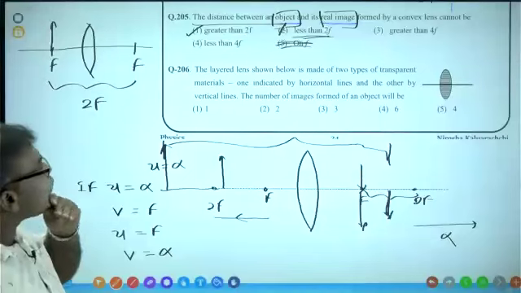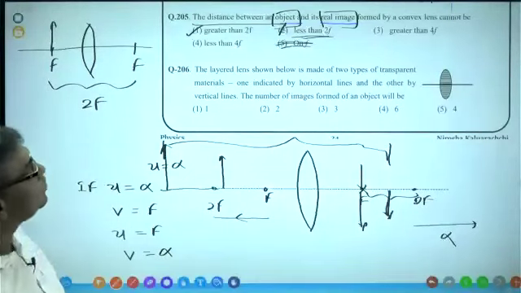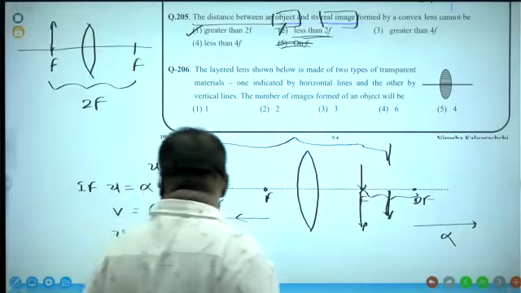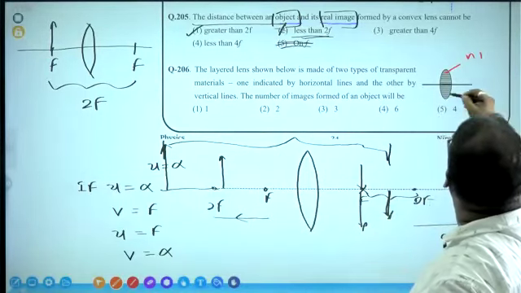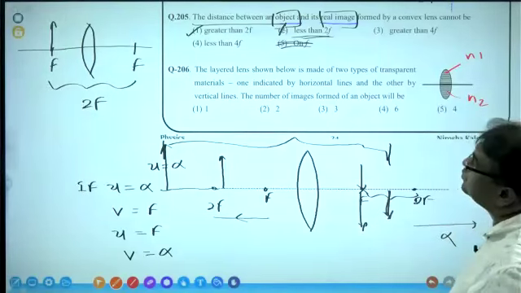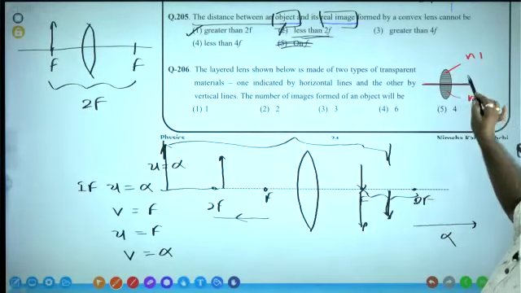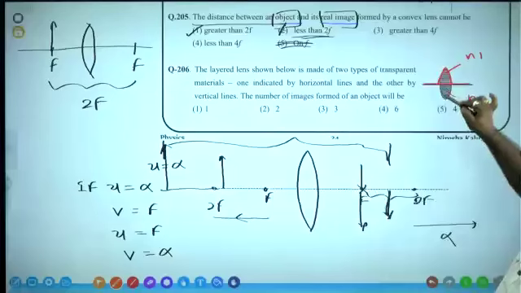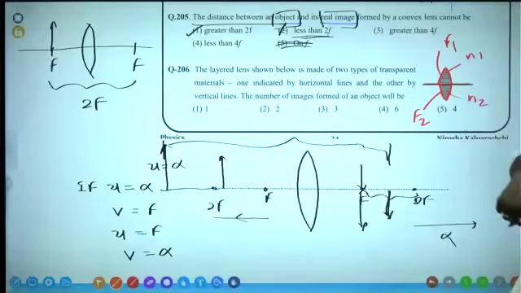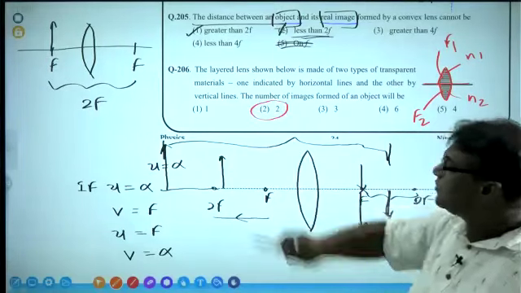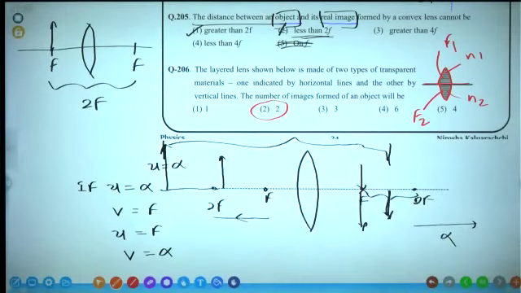The layered lens shown below is made of 2 types of transparent material. This one is the first material, refractive index N1, this one N2. Then separately, we have 2 lenses. This one lens, this one is the other lens. This one has focal length f1, this one focal length f2. Then 2 images will be formed as we have 2 lenses.